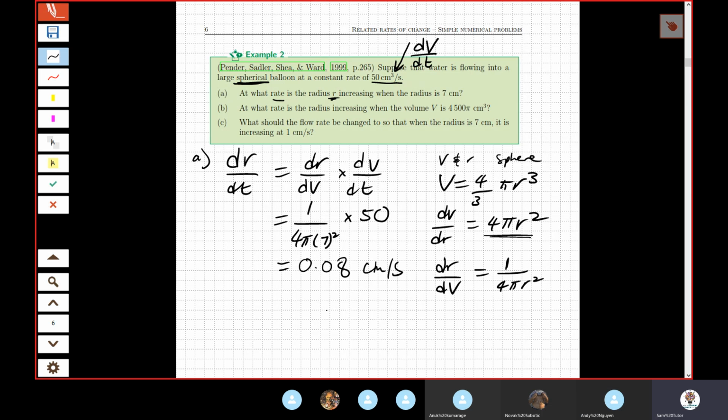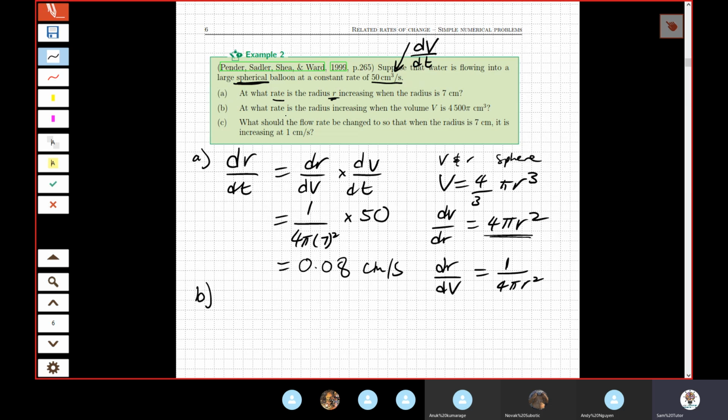Okay. Queenie, let's try B. At what rate is the radius increasing when the volume is 4,500 centimeters cubed?